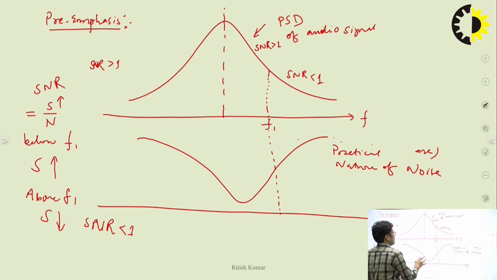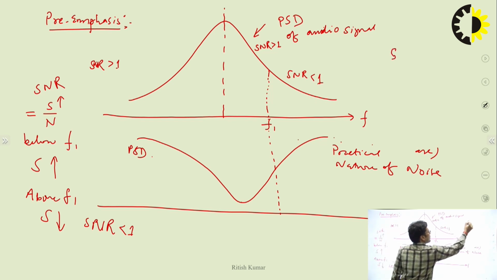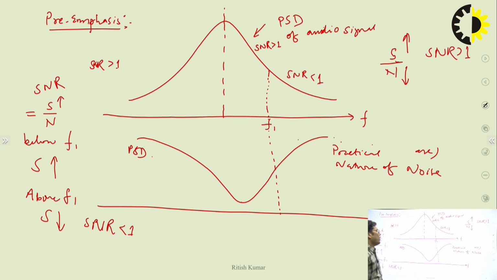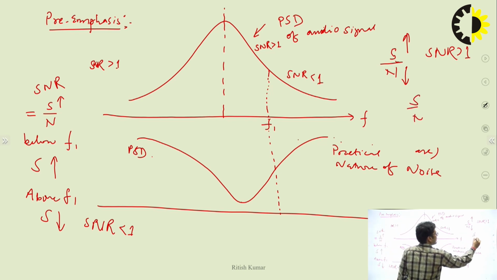So if I correlate the things with this practical noise, this is the power spectral density of the audio signal, and this is the power spectral density of the noise, right? You can see here the signal strength is more, while the noise strength is weak. If signal strength is more and noise goes on decreasing, then the signal to noise ratio is greater than 1, right? While beyond this frequency f1, the noise strength is getting increased, while the signal strength is getting decreased.